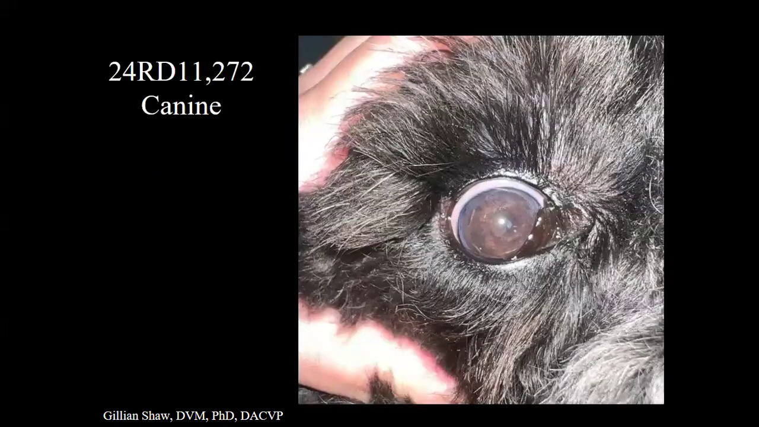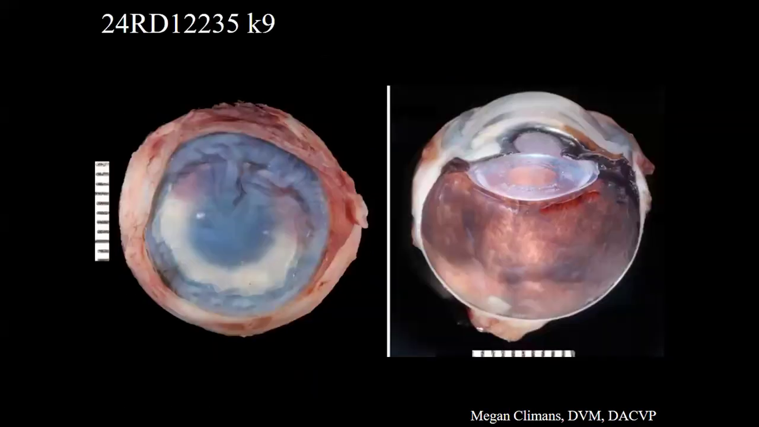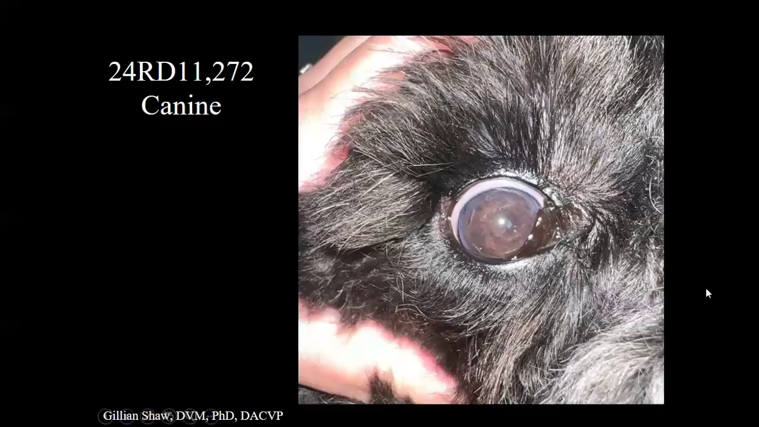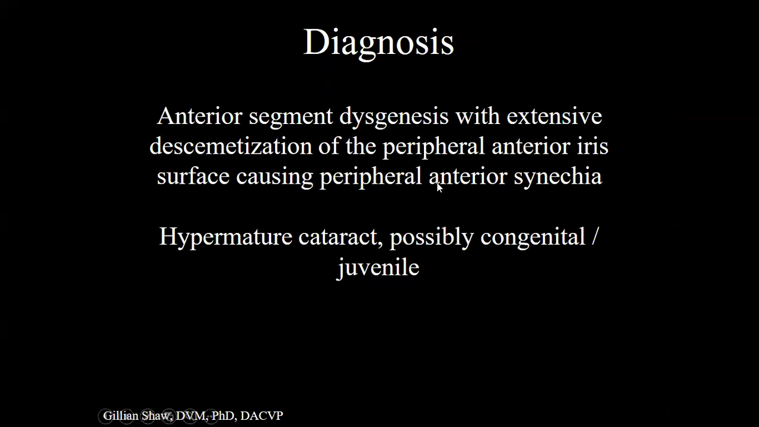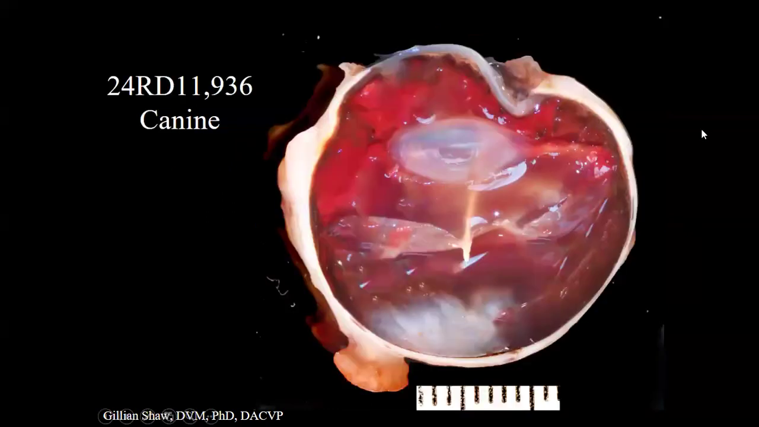So if we go back to the clinical photo, once again, I think that gray discoloration here was probably the desmetization of the anterior iris surface. It could have also been maybe a little bit of, well, anyway, let's just leave it at that. So anyway, just sort of an interesting case. So kind of weird, and that's an unusual form of what I think is anterior segment dysgenesis. So there we go. Okay, moving on.